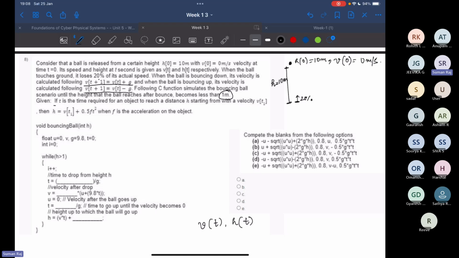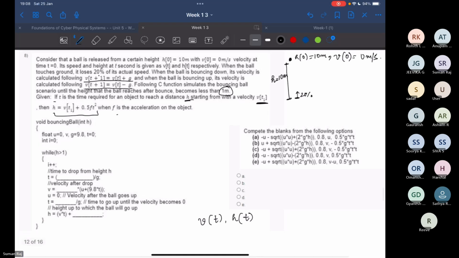So if t is the required time, if it is the time required for an object to reach a distance h starting from a velocity v, then this is the height where f is the acceleration on the object. So now this is asking to complete the blank from the following options. So you are asked to finish this code. Okay, so let's see what this says. It says float of u is equal to 0, obviously, because over here this u is 0. And then you have v, which you have to calculate. So your v is actually going to be u plus g, is it? GT.